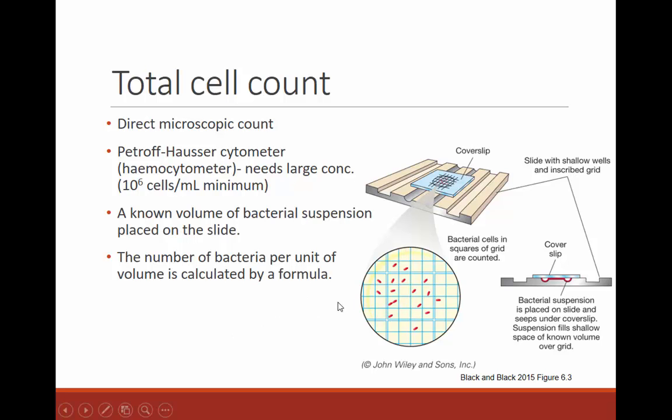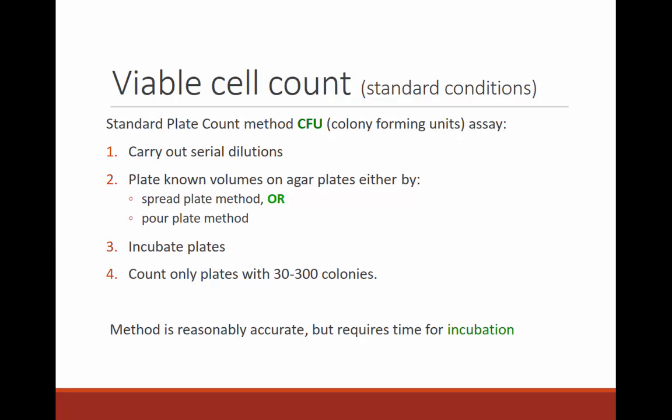And you know with those hemocytometers, it's a certain volume in that well. So you can work out how many bacteria or how many cells are in that particular sample and therefore in that particular volume. But if we want to know how many can grow, we need a viable cell count. We need to grow them on a particular media to see how many cells will grow.